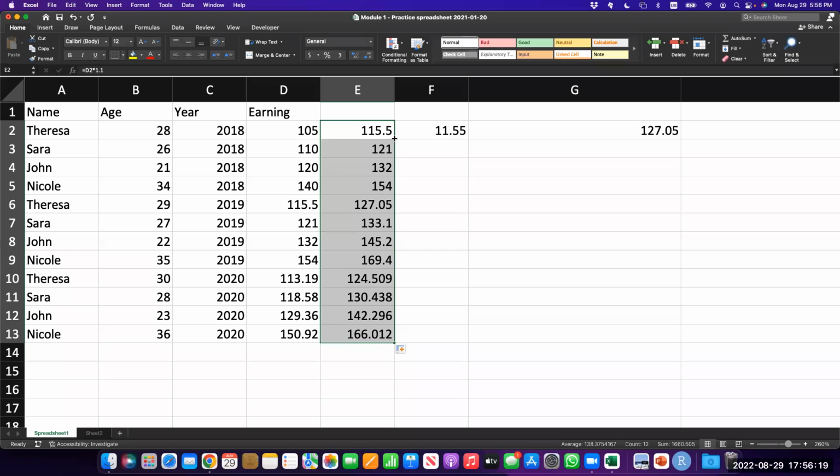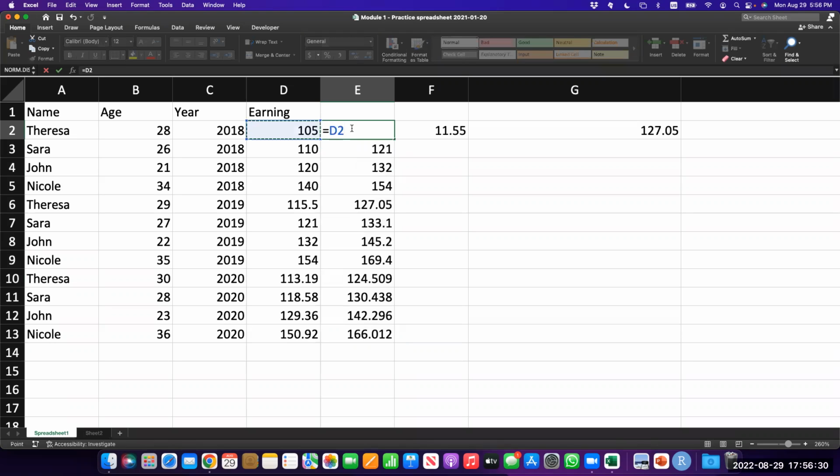Can you repeat how you did the actual multiplication? You basically use the equal sign, D2. The multiply sign is shift 8, the asterisk, and then whatever number you want to multiply it by. If you do 1.1, you get exactly what we just had. So the asterisk is multiplication, slash is division, and plus and minus are self-explanatory.